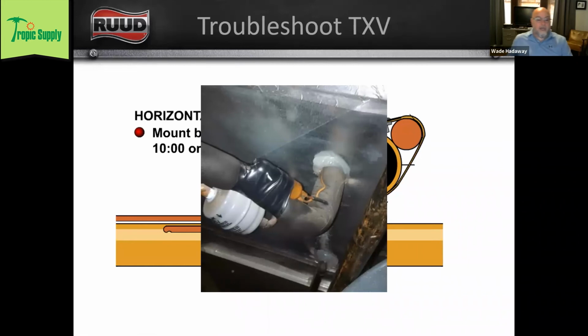This one's A, it's wrapped with electrical tape. B, it's on the outside of the insulation. So this is only reading really the ambient temp wherever this coil is.